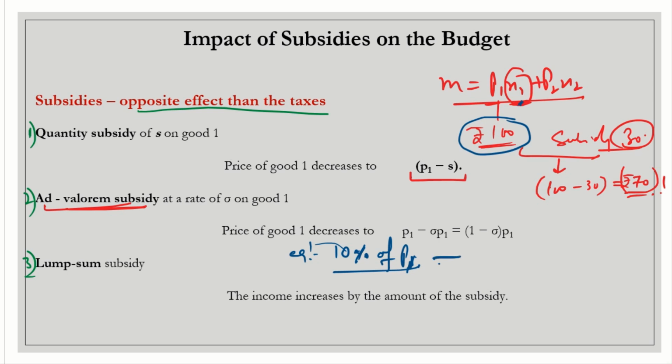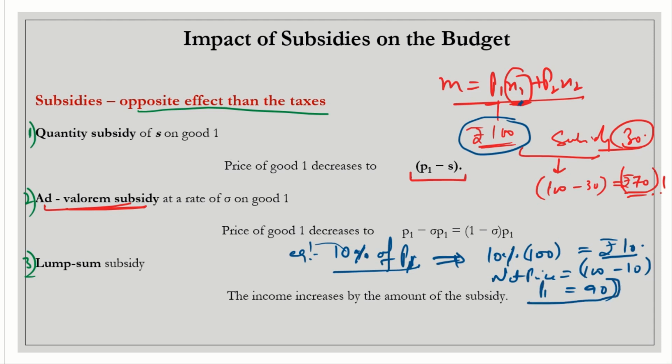So what it means is, for 100 rupees, how much will you get? 10% of 100 is equal to 10 rupees, right? So essentially you pay the price of 100 minus 10, right? So you are paying only 90 rupees on p1, if it's being subsidized.